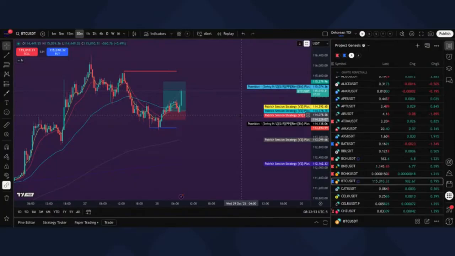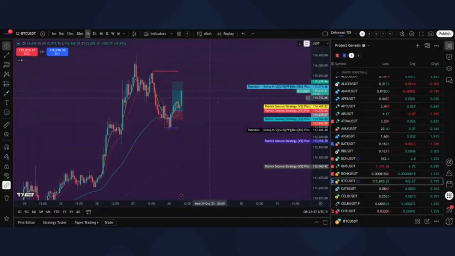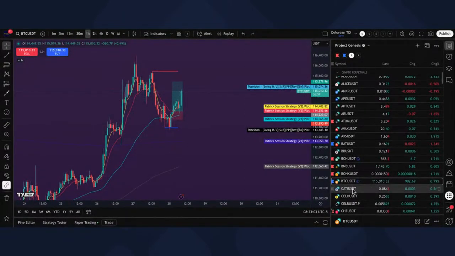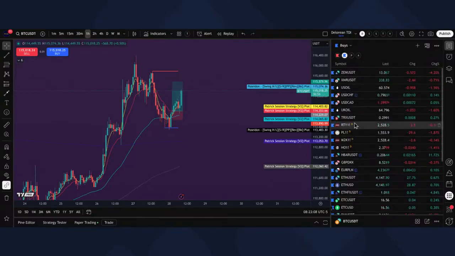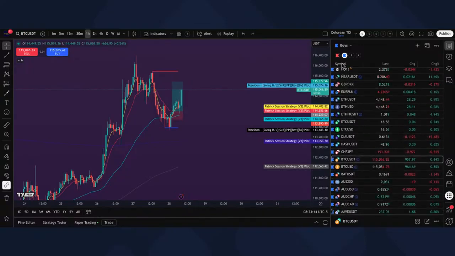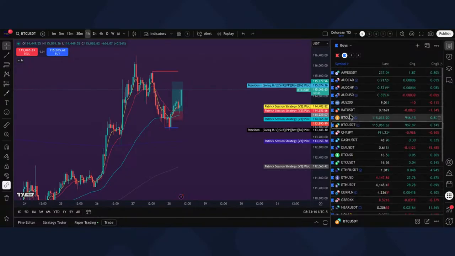All right, our Bitcoin trade has moved. Wonderful. Closer and closer to take profit. Remember, for this, we're going for 115,089 pips. Now, if that's the case, that also means that our other trades are probably near take profit as well. So let's go ahead and take a look at those.